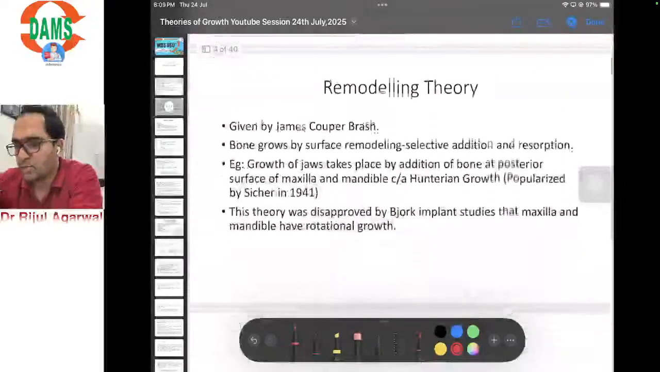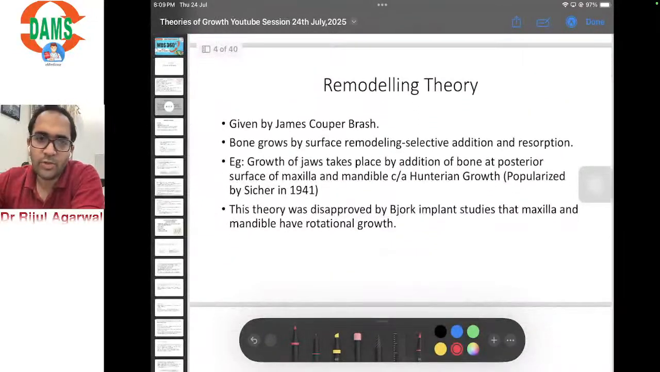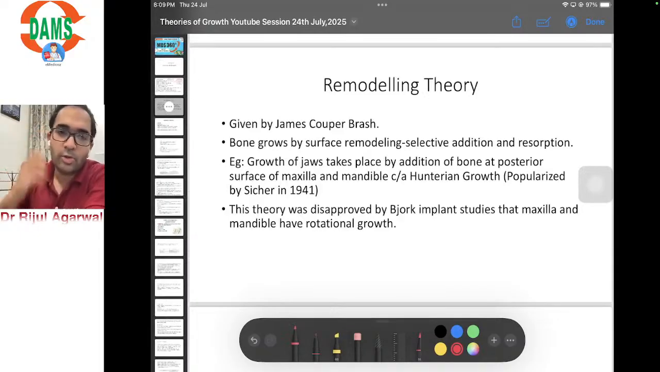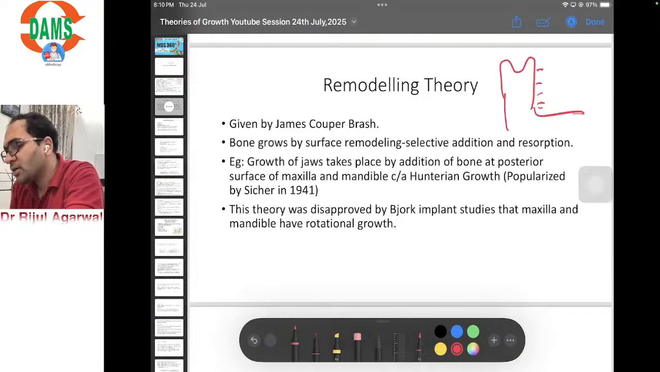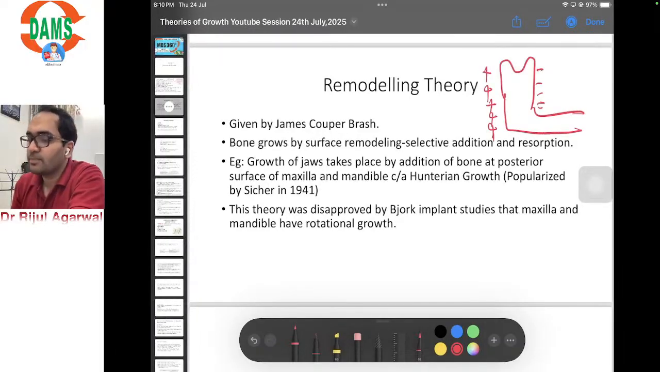Okay, so beginning with the first theory, that is the remodeling theory given by James Cooper Brash. He said that the bones of the skull grow by selective resorption and deposition of bone. So supposedly this is the mandible, there is resorption on the anterior surface and there will be deposition on the other, simple thing.